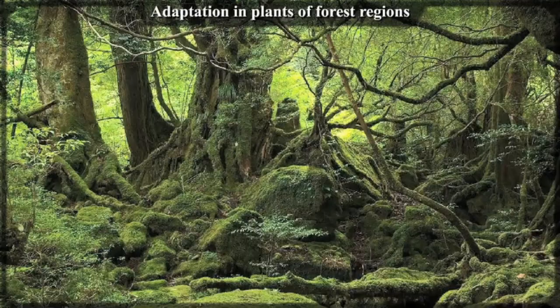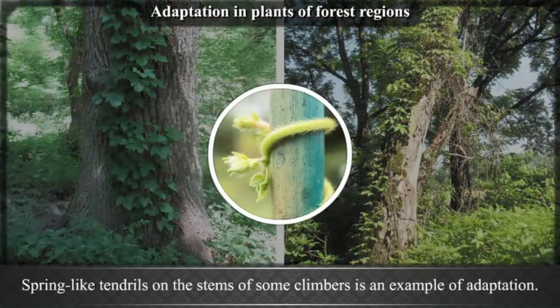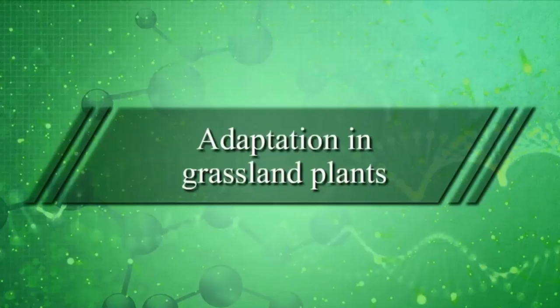Adaptation in plants of forest regions. A variety of plants, trees, shrubs, and herbs are found in forests. These plants compete amongst themselves for sunlight. Hence, trees grow tall to get sunlight, and climbers and vines grow to a great height with the support of trees. Spring-like tendrils on the stems of some climbers is an example of adaptation.